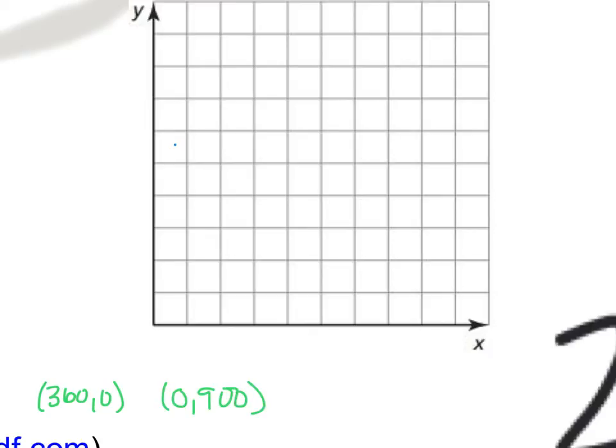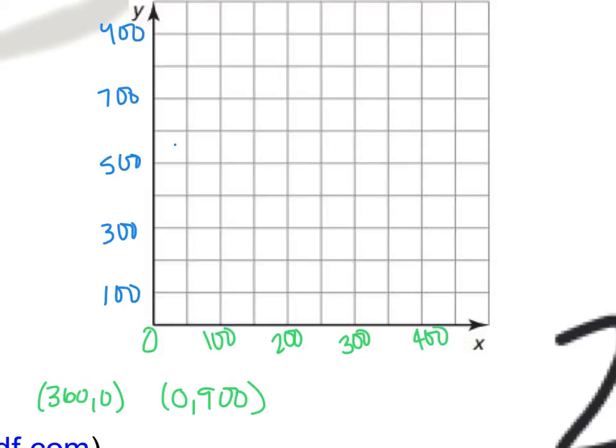So on the x-axis, in order to get 360 there, clearly I can't count by 1, so let's count by 50. So I'm going to start at 0, I'm going to skip 50 and I'm just going to write 100, skip 150 and write 200, skip 250 and write 300, and skip 350 and write 400. On the y-axis, I need to go up to 900, so I'm just going to go by 100. So 100, 200, 300, 400, 500, 600, 700, 800, and 900.